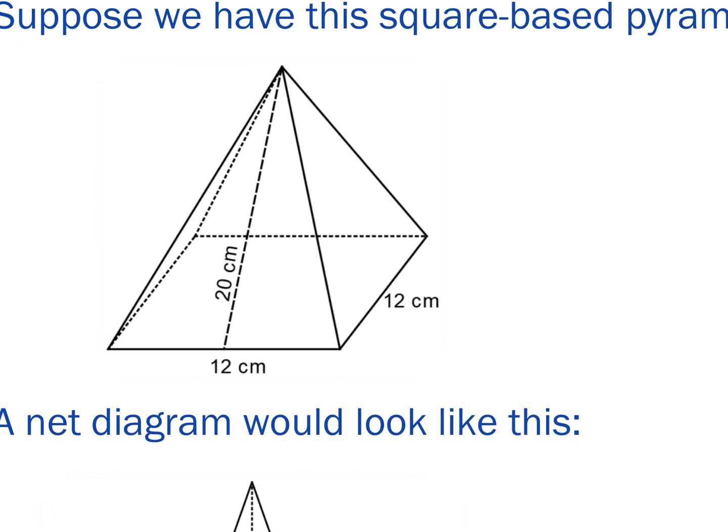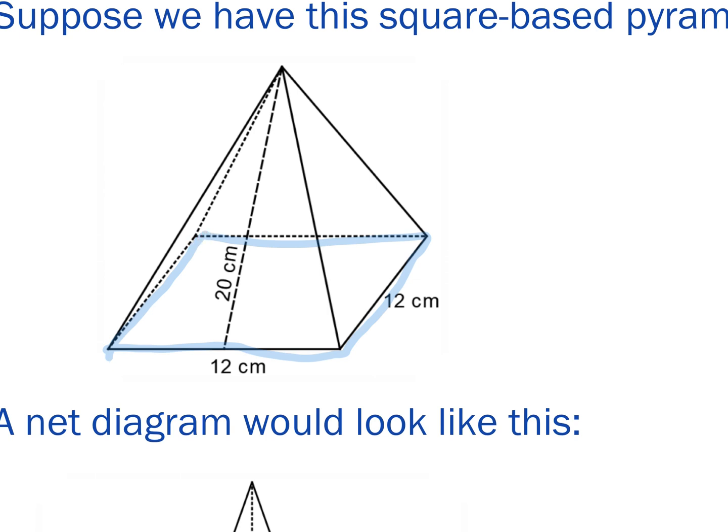Now, a square-based pyramid is called a square-based pyramid because the bottom of the pyramid, as you might guess, is a square. That's why it's called a square-based pyramid. Now, a square, of course, is a quadrilateral that has 4 equal sides. So it means that this side's 12, this side's 12, this side's 12, and this side's 12.